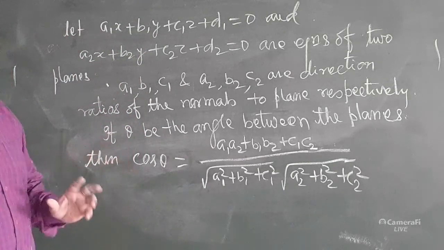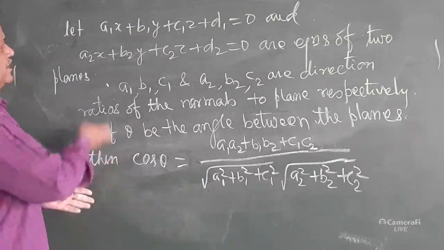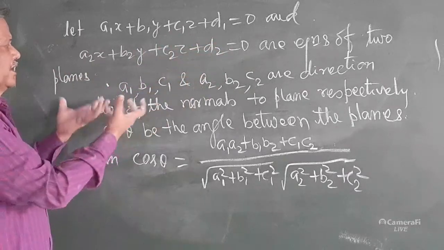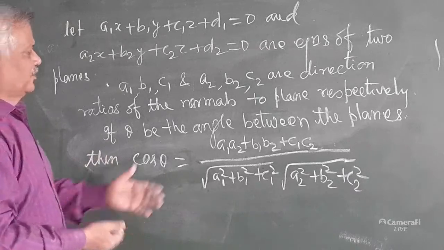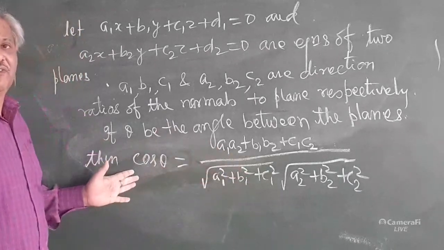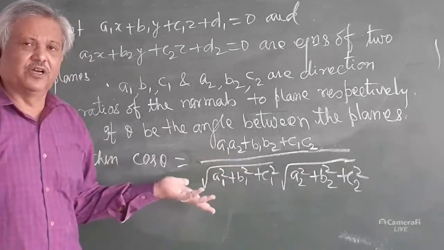So if there are any such problems, we just compare with these equations, take out the values of a1, b1, c1, a2, b2, c2 and put them in this formula. We can find the value of cos theta and hence theta.